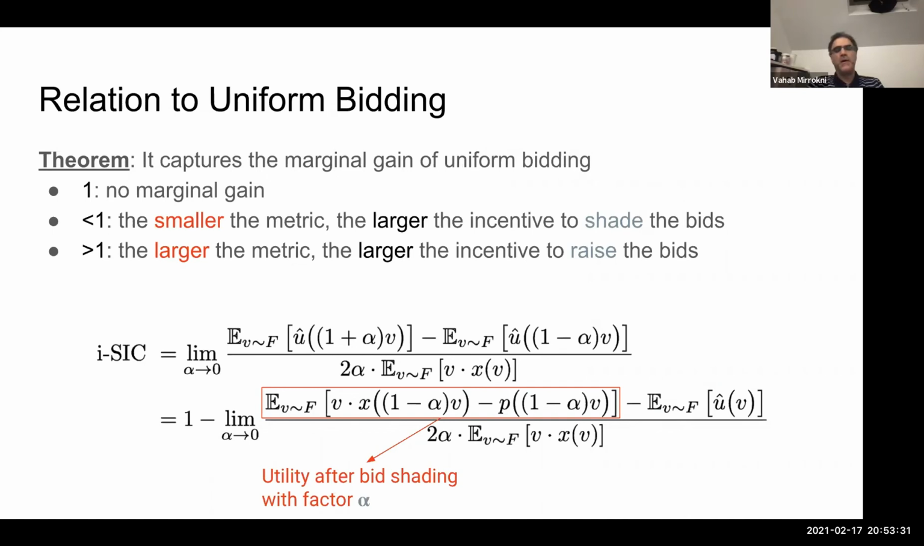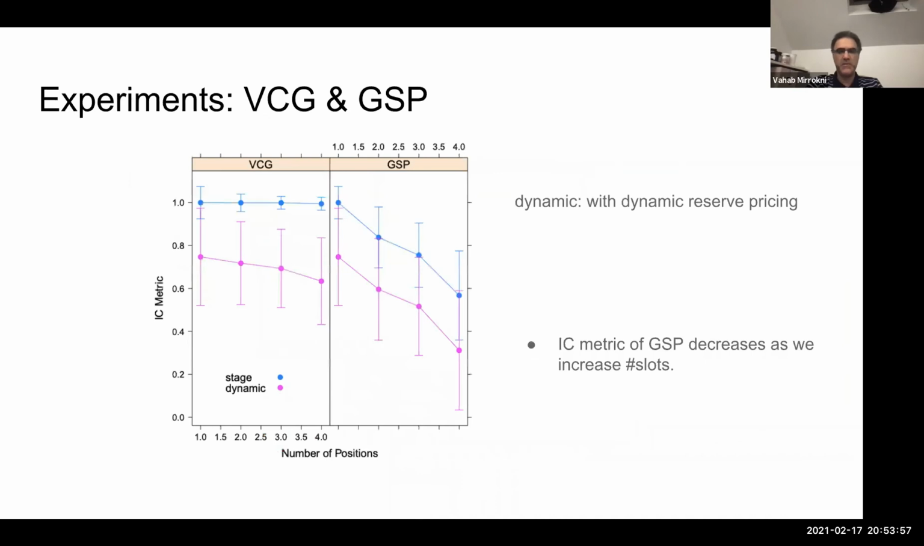We also observe that the smaller this metric is, the larger the incentive buyers have to shade their bids. This is related to automated bidding strategies, and we can show systematically that the smaller the value of this metric is, the larger incentive they have to shade their bids, which is an important part of the bidding strategy. We also define a dynamic version of this IC metric that's related to dynamic incentive-aware learning, which I don't have time to cover here.